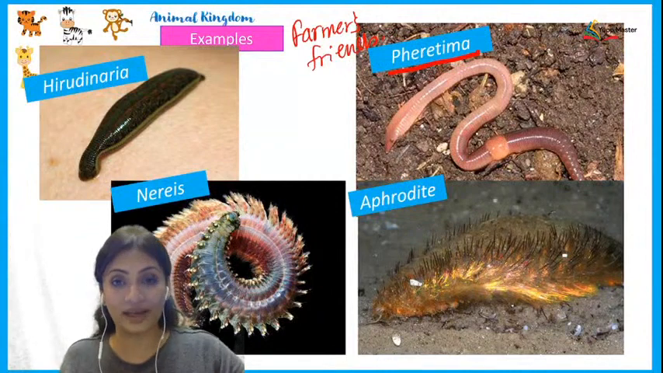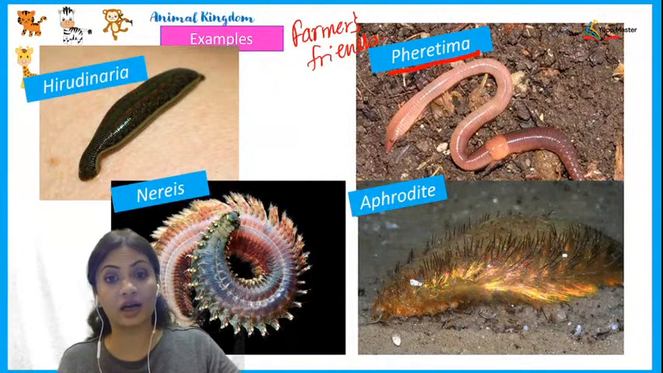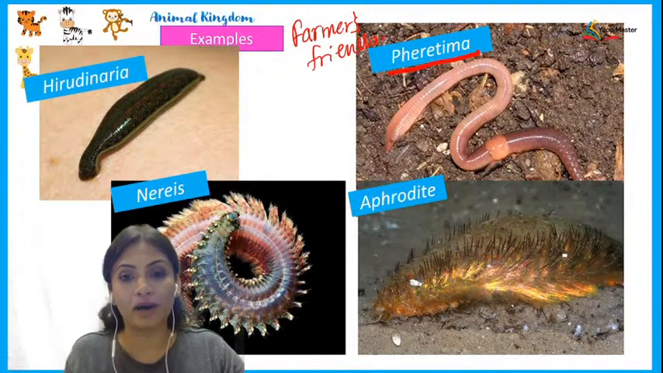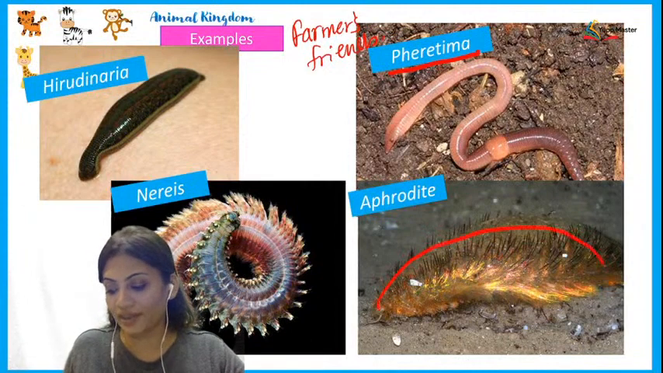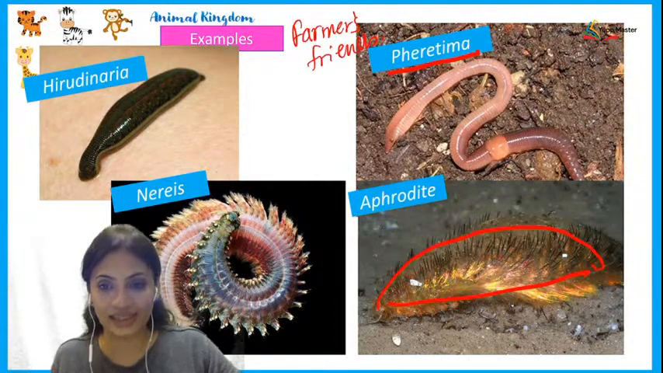Aphrodites are the aquatic annelids, and they are commonly also called sea mouse, because if you see the shape, it's just like that of a mouse inside the sea.